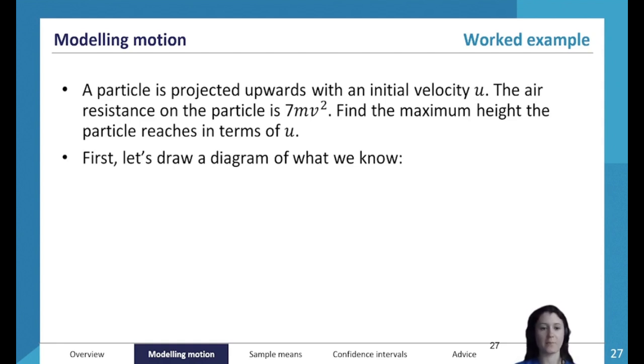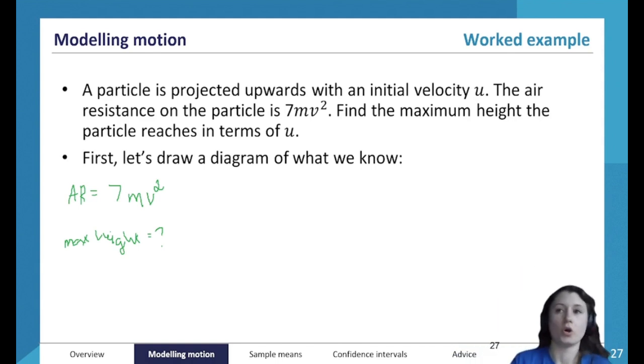So we have a particle being projected upwards with an initial velocity u. The air resistance on the particle is 7 mv squared, so air resistance 7 mv squared. Find the maximum height the particle reaches in terms of u. Max height in terms of u. Right.